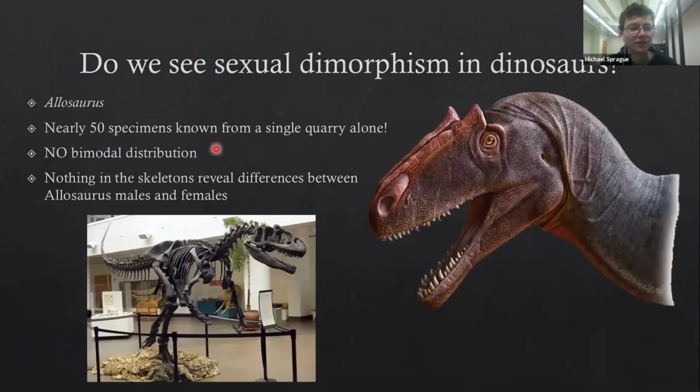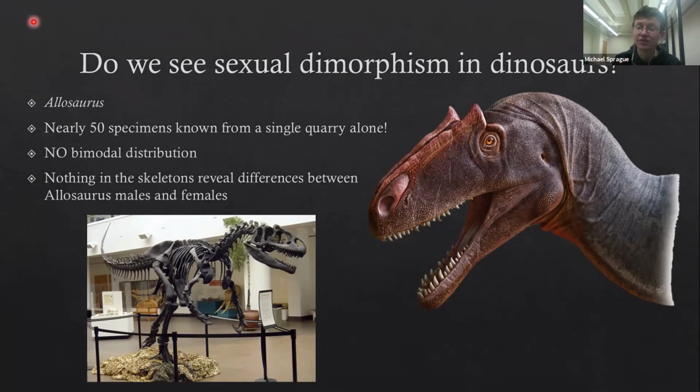So first up, we'll talk about Allosaurus. We do not see sexual dimorphism in Allosaurus. But the reason I talk about it is because it is a very well represented dinosaur in the fossil record. So Allosaurus was a dinosaur that lived in the Jurassic period, and its fossils are found in Wyoming, Utah, and Colorado, but especially in Utah.